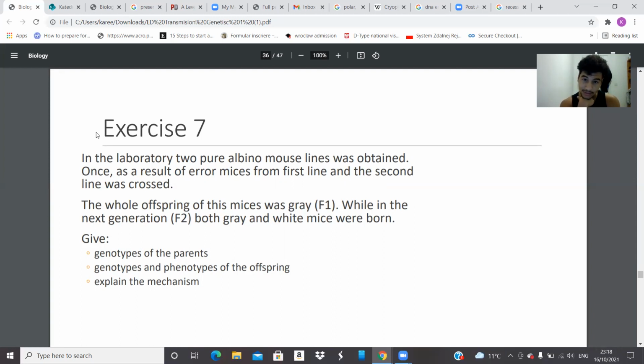Two pure albino mouse lines were obtained. As a result of error, mice from the first line and the second line were crossed. So we know they're pure breeding, but we don't know the combination. The whole offspring of the mice were gray. That only happens in the case where all of them are the same phenotype.